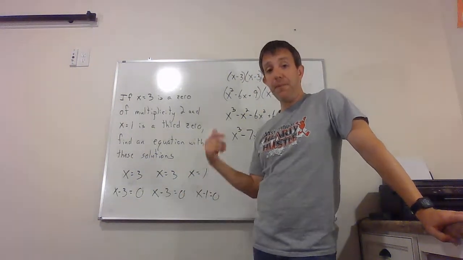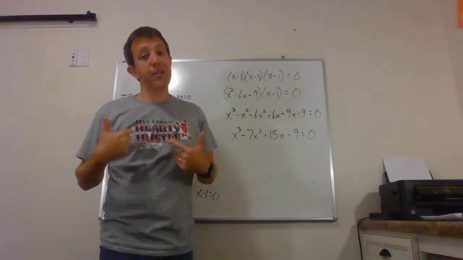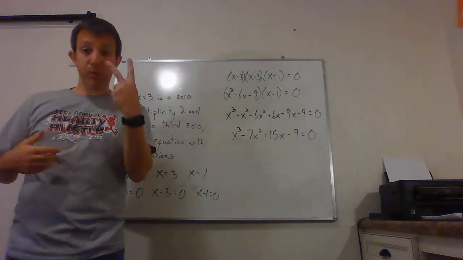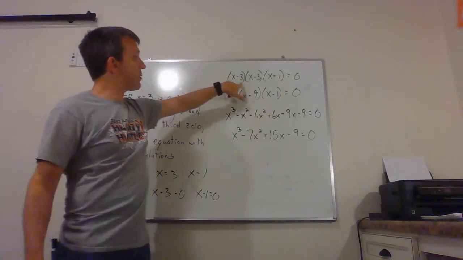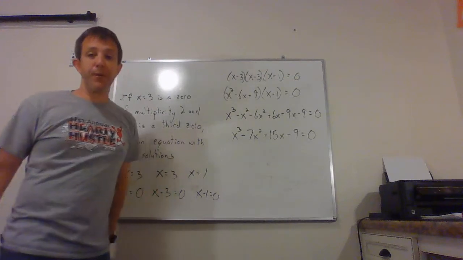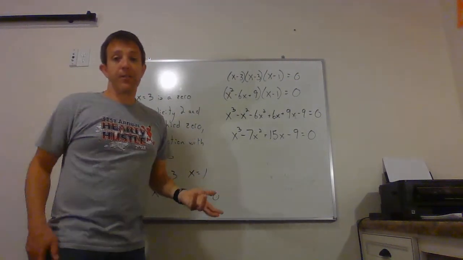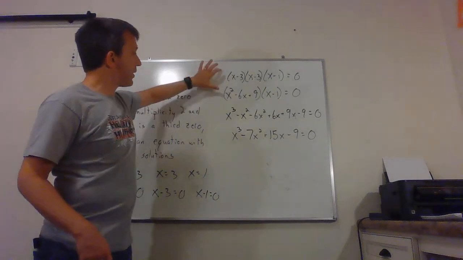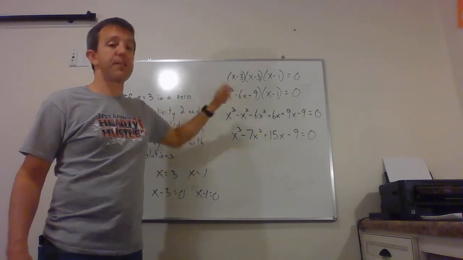Okay, so now I have my 3 pieces, x minus 3, x minus 3, and x minus 1. And this is important because we need 3 to be a 0 2 times, not just once. So I write it out as a multiplication problem set equal to 0. And then I start multiplying. So I kind of skipped a little bit of the work on the board here. I did x minus 3 times itself and got x squared minus 6x plus 9.